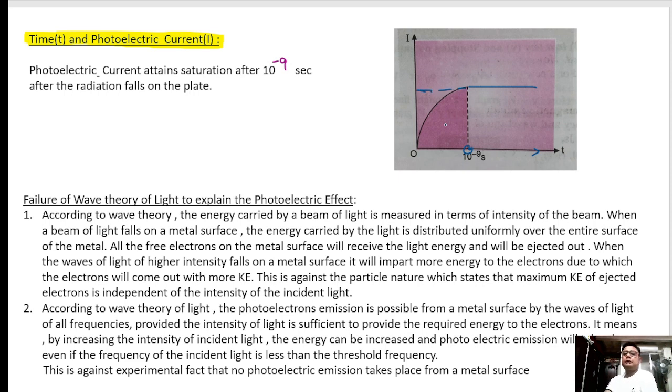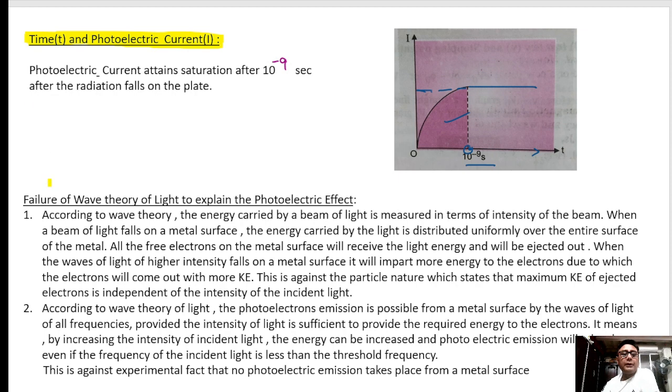Okay, current becomes constant. Initially, after a time lag of 10 to the power minus 9 seconds, the electrons are getting ejected. They travel towards the positive plate A. So the current goes on increasing. But after 10 to the power minus 9 seconds, all electrons are reaching the plate A. So current becomes constant.